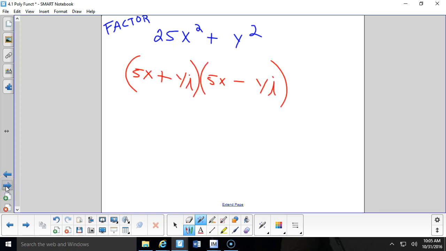Yeah, okay, so even if there was a 25 there, then the 5s would break up. I don't know why I have so many examples of that.